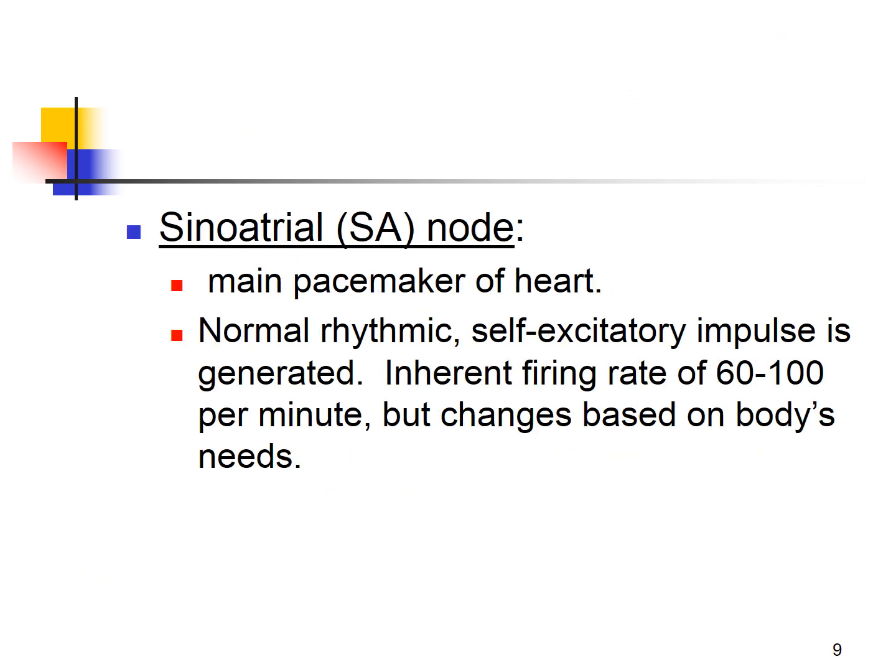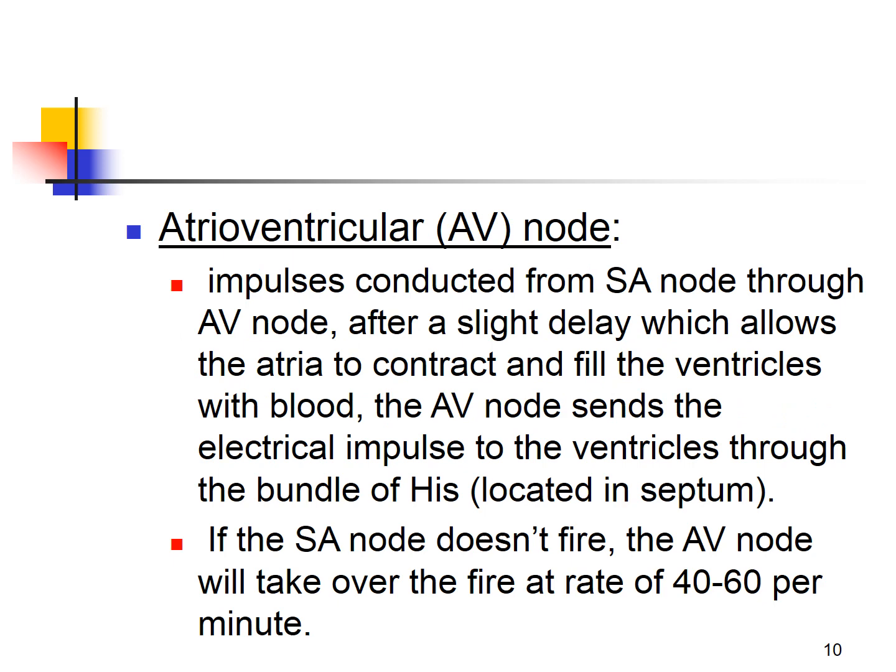Next slide. So this is what we just repeated. Next slide. And then you have the atrioventricular node, where the impulses are conducted from the SA node and then go to the AV node. After a slight delay, it allows the atrium to contract and fill the ventricles with blood. The AV node sends the electrical impulse to the ventricles through the bundle of His, which is also located in the septum. The SA node's rate is a lot higher than the AV node's, so if it fails, the AV node takes over with a firing rate of about 40 to 60.